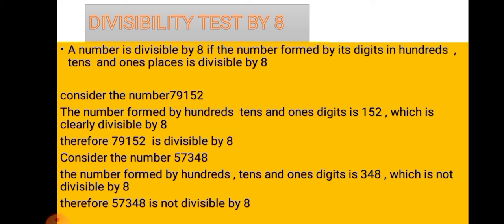Consider 57,348. Here the last 3 digits are 348, which is not divisible by 8. Therefore the given number is not divisible by 8.